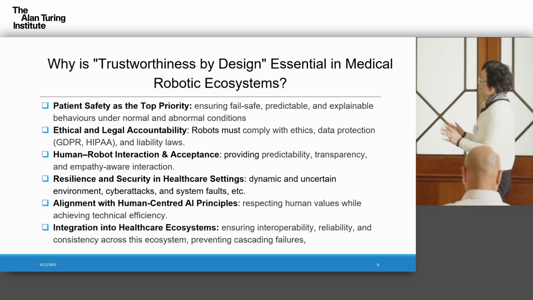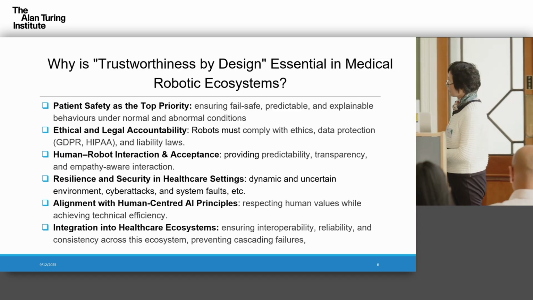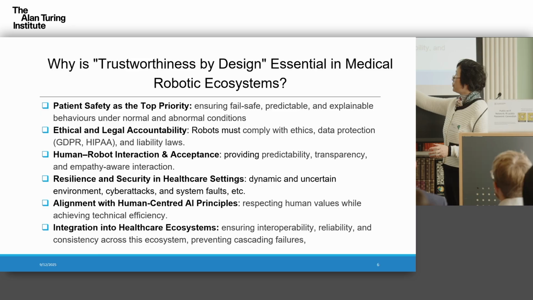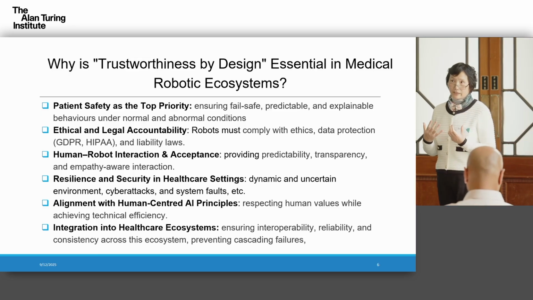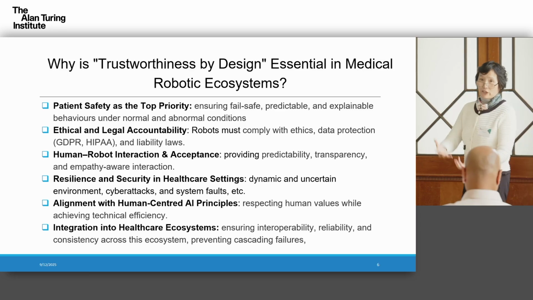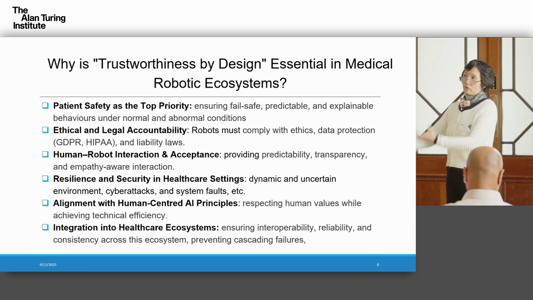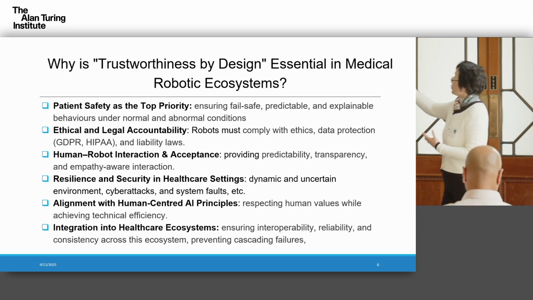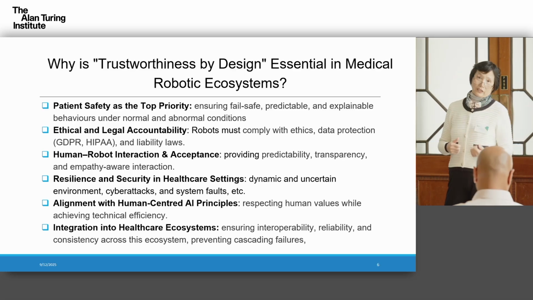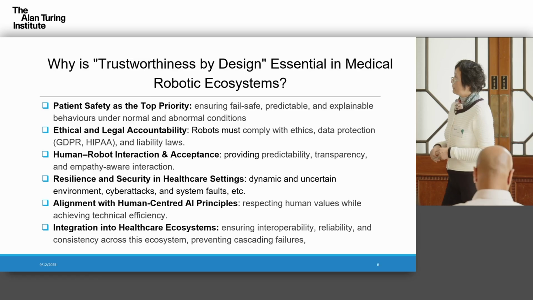And the alignment of human-centered AI principles. In particular, we need to consider regulation that reflects human values and puts human safety as a priority. So that reflects human values while we achieve such technology efficiency.